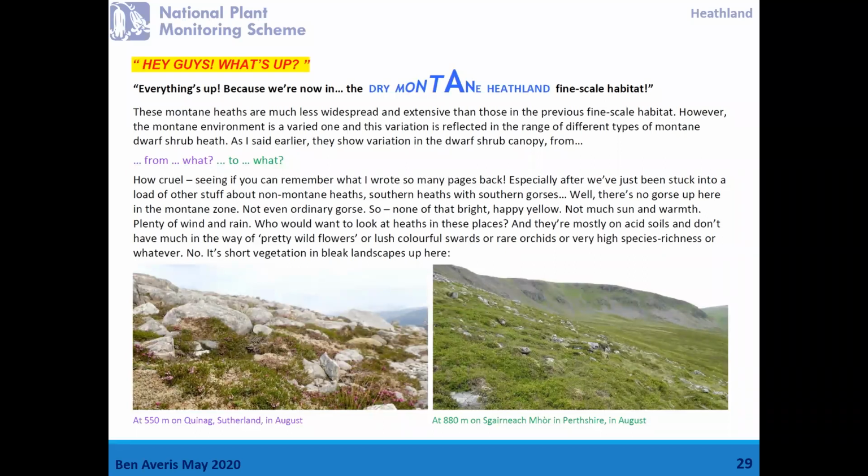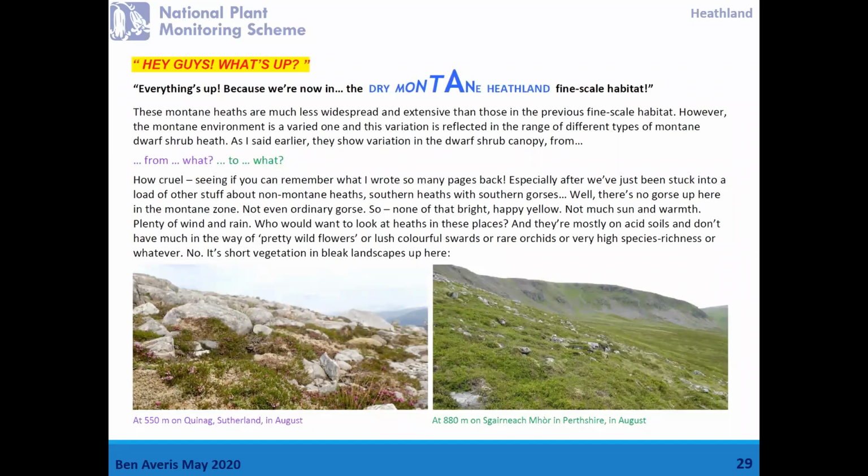As I said before, these are much less widespread and extensive. If you're anywhere south of the Scottish Highlands, then montane heath is a rare thing to find. And even in the Scottish Highlands, it's always an exciting thing to find. There are some places where you get higher up and there's good extents of it. And some places where you can find it surprisingly low down in the far northwest. It's always an exciting thing because, for example, a lot of them are more natural.